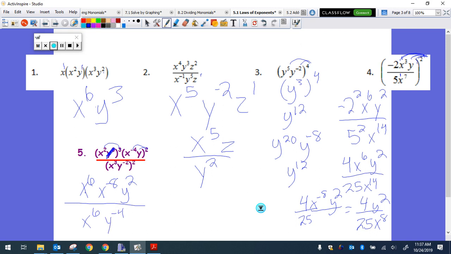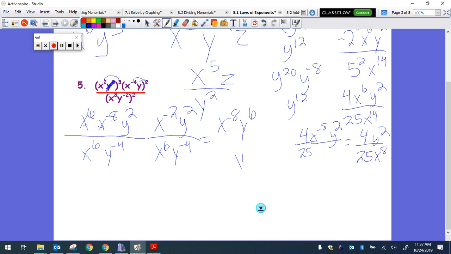Now on top, I can combine these x's. Negative 6 plus negative 8 is negative 2. So I have x to the negative 2, y squared, and on bottom, x to the 6th, y to the negative 4. These are dividing, so we're going to subtract. Negative 2 minus 6 is negative 8. And 4 minus negative 2 is 6. The only thing wrong with that is you can't have x to the negative 8. So y to the 6th stays on top, and x to the 8th goes on bottom.